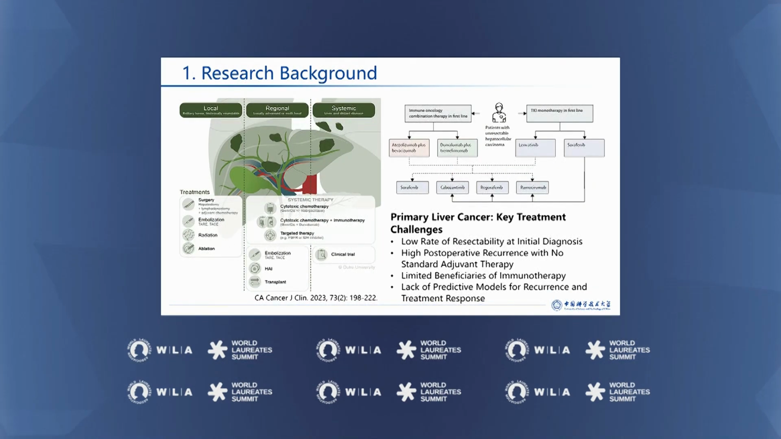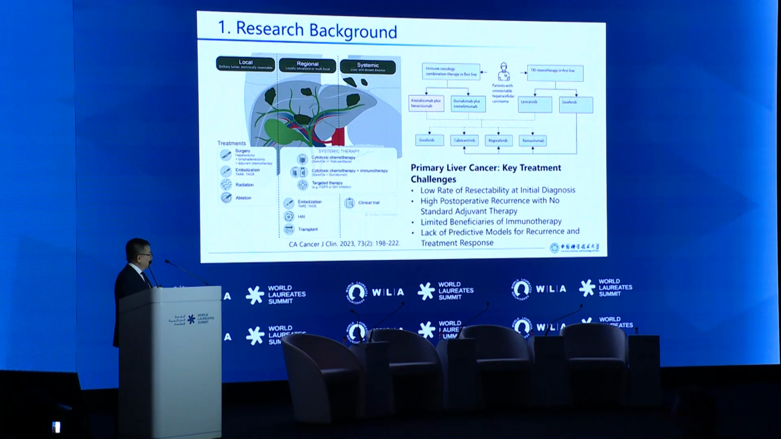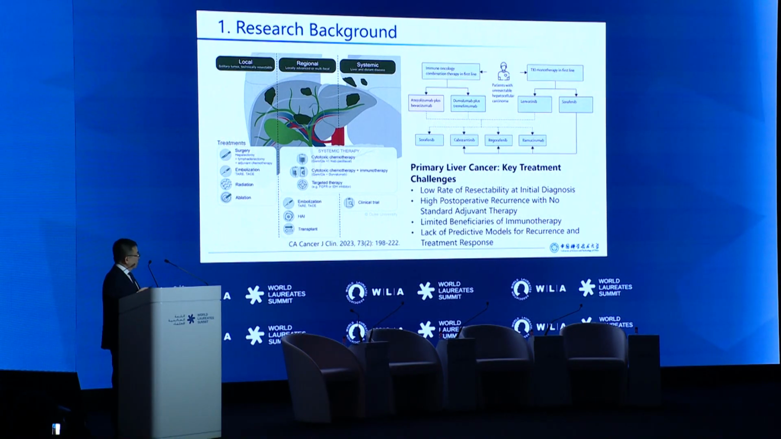And for primary liver cancer, there are 4 treatment challenges. The first is low rate of resectability at the initial diagnosis. For most of them, it is unresectable. And the second is the high post-operative recurrence with no standard adjuvant therapy. And the third is limited benefit from immunotherapy. And the fourth is lack of predictive models for recurrence and treatment practice. Today's topic is focused on the third and fourth.